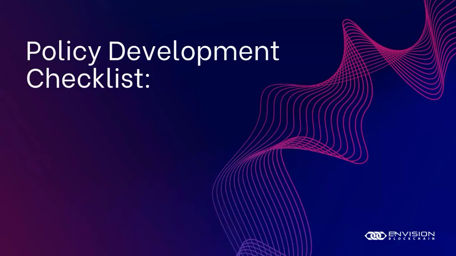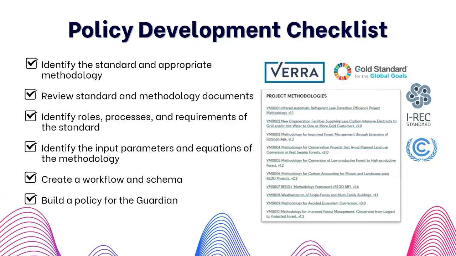So here you see a list of some of our previous ones, and we have some additional ones to this list here. Now, to create these policies, we follow this checklist that we've worked together with our team to develop. So in this slide, we'll discuss the essential steps you can take to create a policy for the Guardian, and creating a well-defined policy is crucial for effectively implementing the Guardian tool into your projects. So let's go through these steps together.